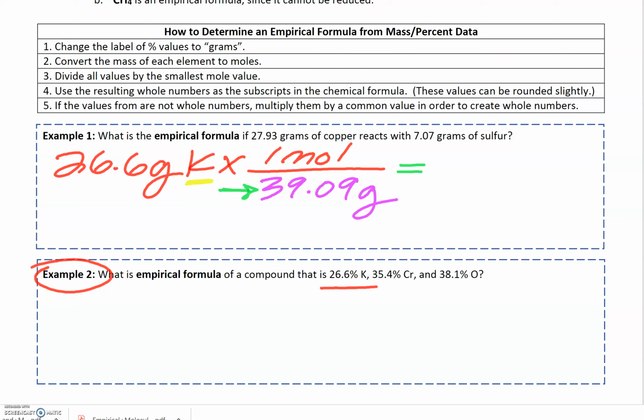Now I've got to do the same thing with the chromium, and I've got to do the same thing with the oxygen. So I'm just going to write those out real quick. So the chromium is going to be 35.4 grams. See, I just replaced the percent with a gram. Chromium.